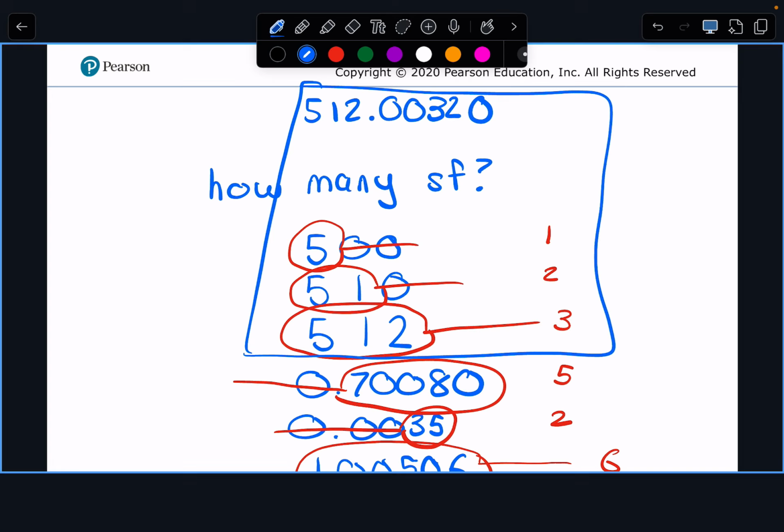Another way you can do this is if a number is written in scientific notation, then all of the digits that are shown are considered significant. So if I were to rewrite 500 and I only wanted one sig fig, I could just write 5 times 10 to the second, which is the same thing as saying 500. If I wanted to write the next one, 510, I would write that as 5.1 times 10 to the second. Or the next one, I would write it as 5.12 times 10 to the second.